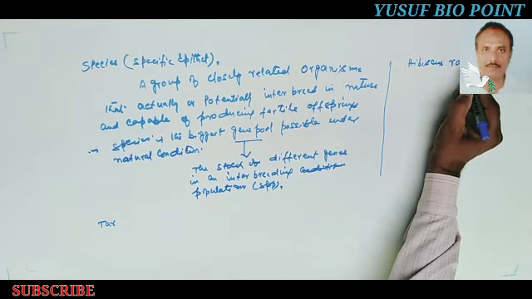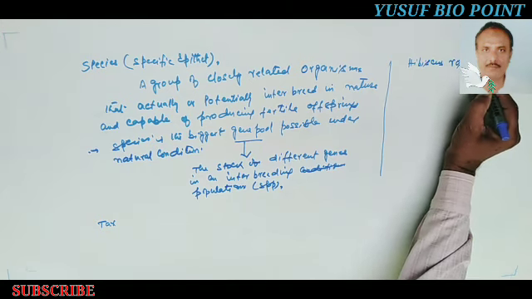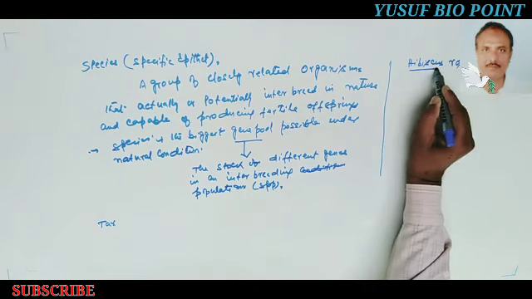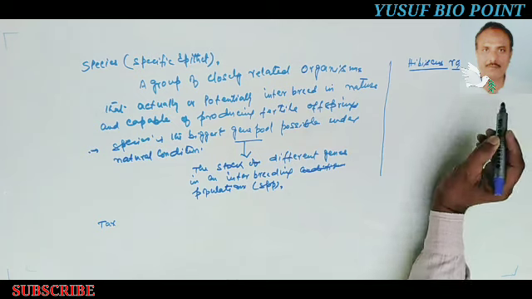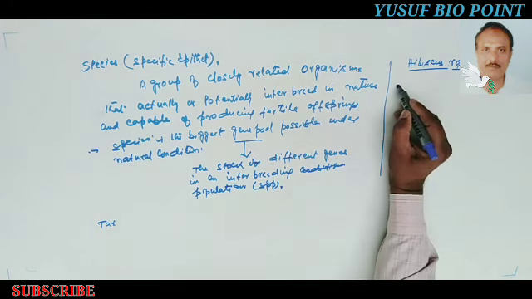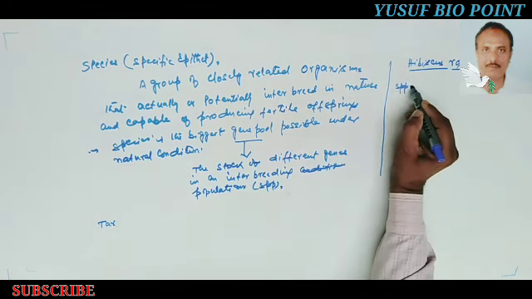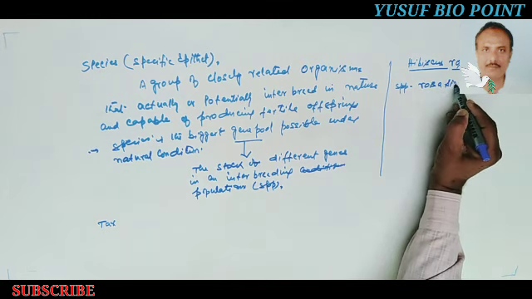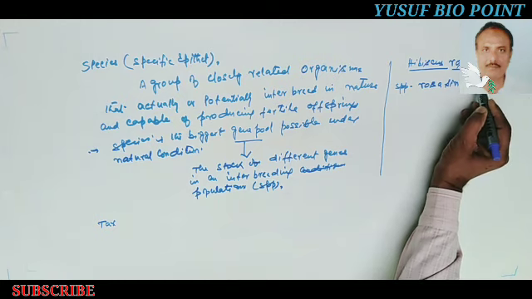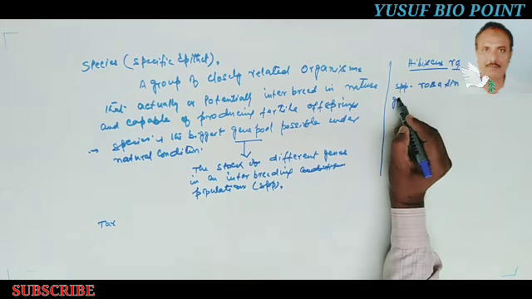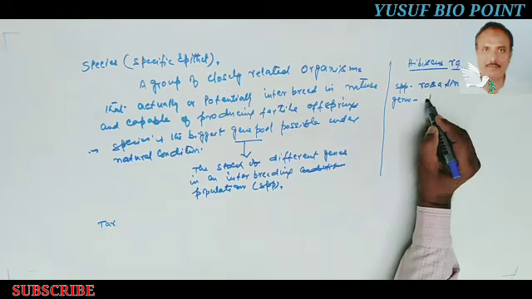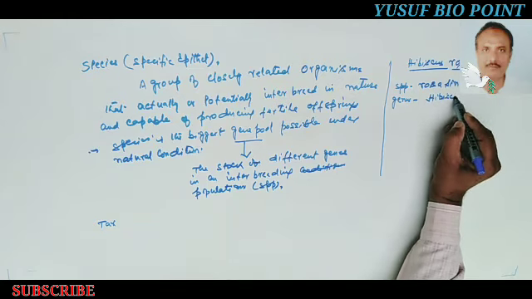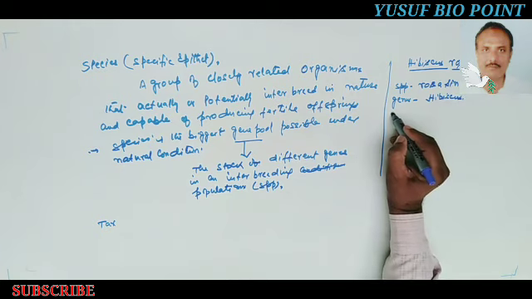Hibiscus rosa-sinensis. This is the biological name of the China rose. Now that is the species, rosa-sinensis. Genus, hibiscus.